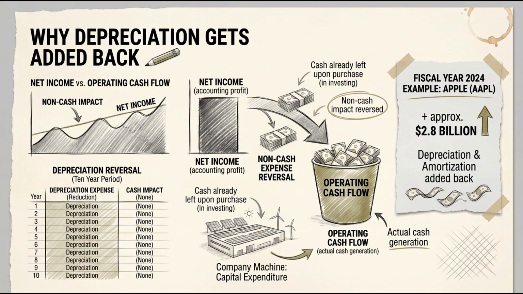That expense reduces net income, but no cash actually leaves the business during those years. The cash left the business when the machine was bought, which is recorded in the investing section as a capital expenditure. Therefore, we add that $100,000 back to reverse the non-cash impact. For context, in fiscal year 2024, Apple added back approximately $2.8 billion in depreciation and amortization.